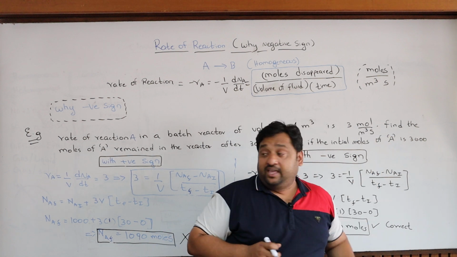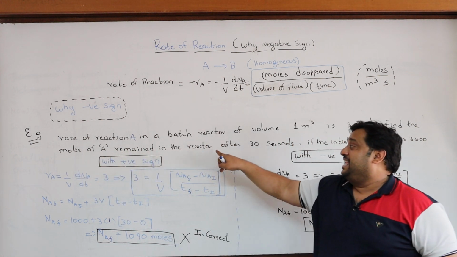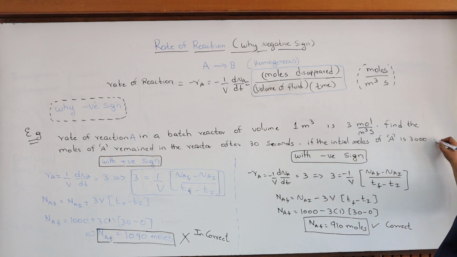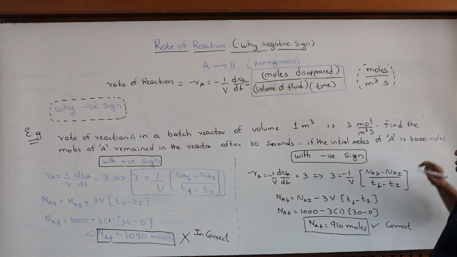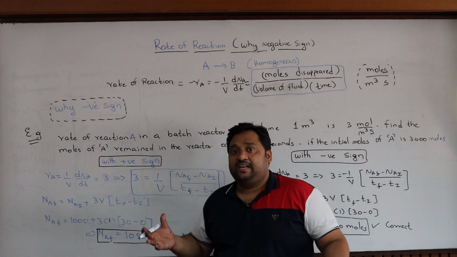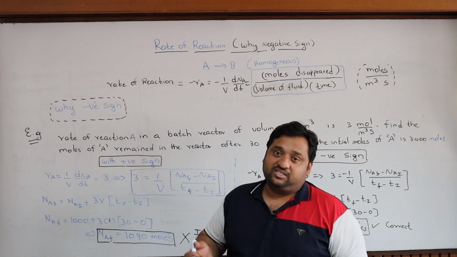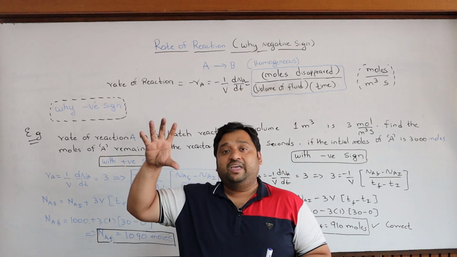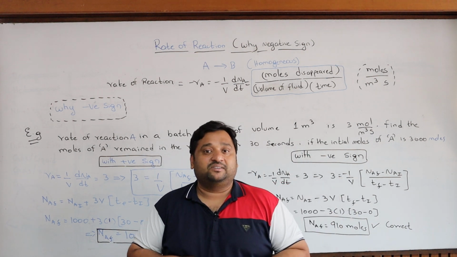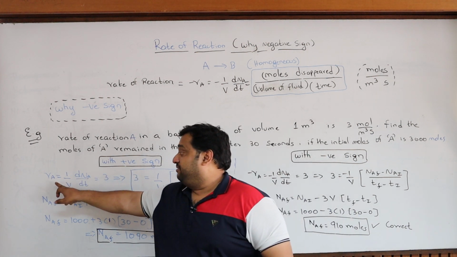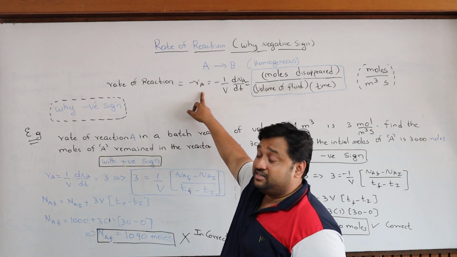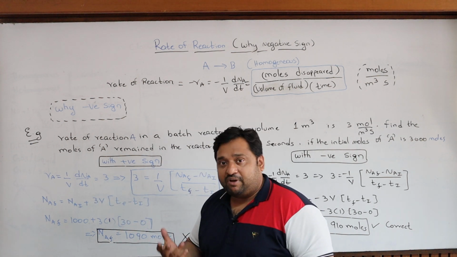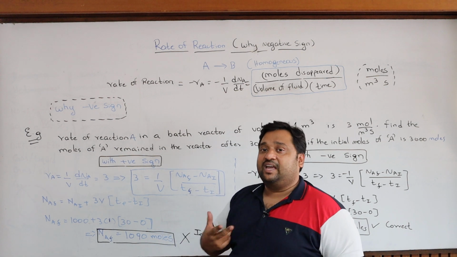Let us find the moles of A remaining in the reactor after 30 seconds if the initial moles of A is 1000 moles. That means the initial moles of A is given, the rate of the reaction is given, and the time is 30 seconds. How many moles of A will remain after the reaction? So let us take the rate with a positive sign, even though the rate should be negative for the reactants, and proceed with the problem to find the moles of A remaining after the reaction.